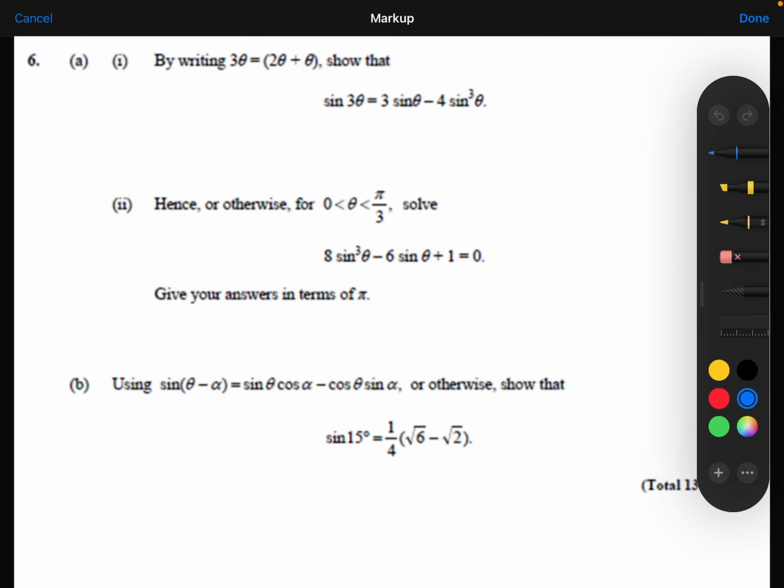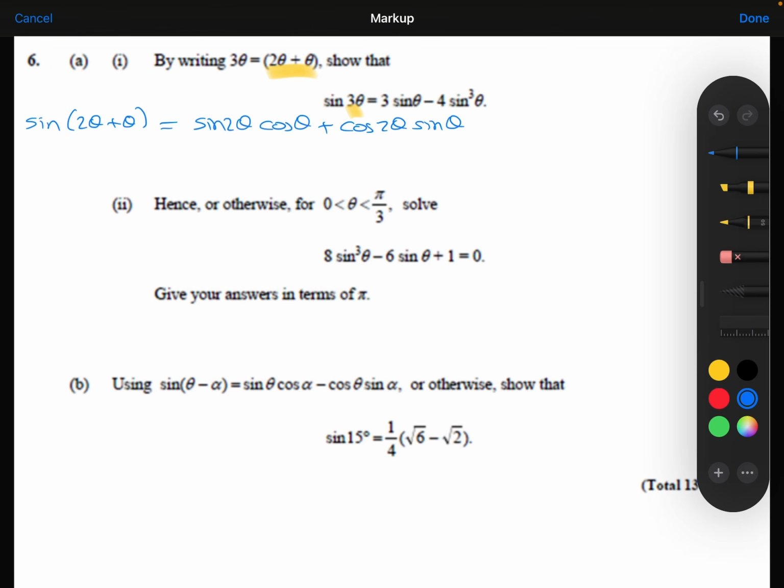By writing 3 theta as 2 theta plus theta, show that sine 3 theta is equal to 3 sine theta minus 4 sine cubed theta. So let's do exactly as it says. Let's replace this 3 theta with 2 theta plus theta. I can now use the addition formulae to expand this out. So it'd be sine 2 theta cos theta plus cos 2 theta sine theta.